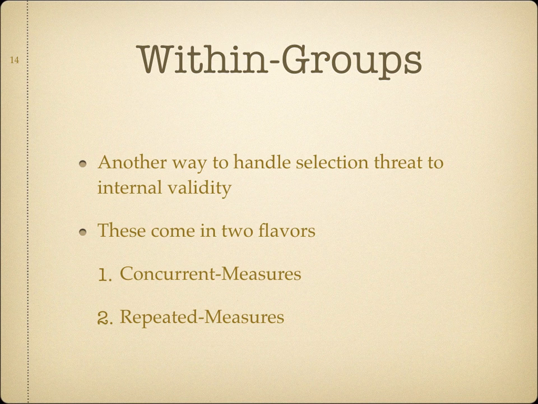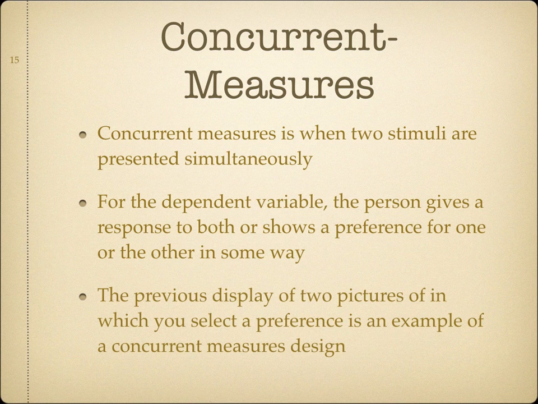Within groups design is another way to handle selection threat to internal validity, and these come also in two flavors: concurrent measures and repeated measures. Now, the concurrent measures version is when two stimuli are presented simultaneously. For the dependent variable, the person gives a response to both or shows a preference for one or the other in some way.